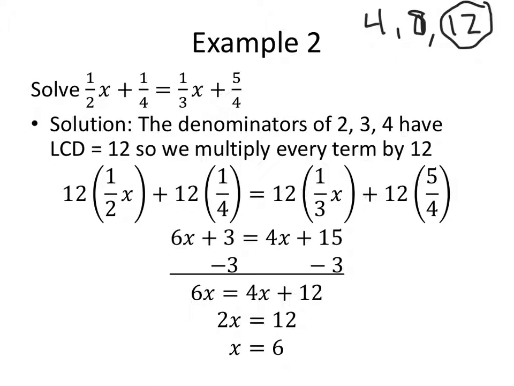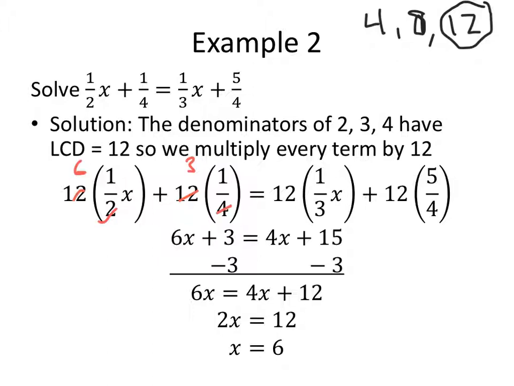So what I'm going to do with that common denominator is multiply every single term of our original equation by 12. So 12 times 1/2 x, 12 times 1/4, equal sign, 12 times 1/3 x, plus 12 times 5/4. And when I do this, let's bring back our little pen here. We know that 2 goes into 12 6 times. 6 times 1 is 6 with the x, and I'll end up with 6x. I know that 12 times 1/4, right? 4 goes into 12 3 times, so I'll have a plus 3 on the left-hand side.